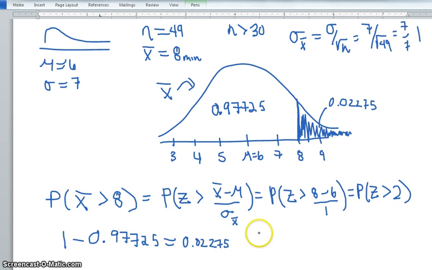All right, hopefully this example helped you understand how to apply the central limit theorem. Essentially, this central limit theorem is one of the most important theorems in statistics, as it allows us to assume a normal distribution for several different concepts, including confidence intervals and hypothesis testing.